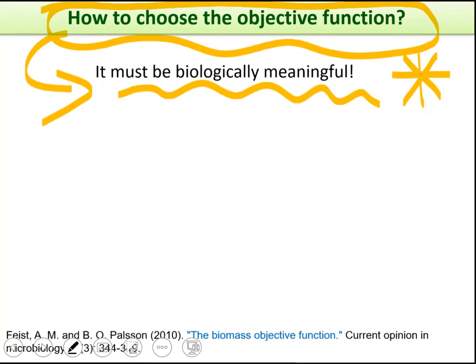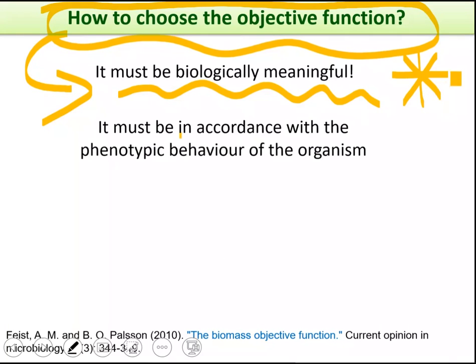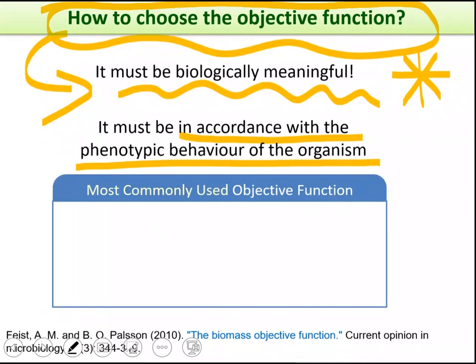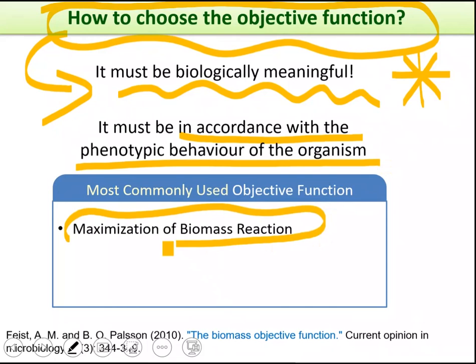So this is the requirement. You cannot randomly choose an objective function. It must be in accordance with the phenotypic behavior of the organism of interest. And the most commonly used objective function in metabolic network modeling in the constraint-based analysis approach, in FBA, flux balance analysis, is the maximization of biomass reaction.